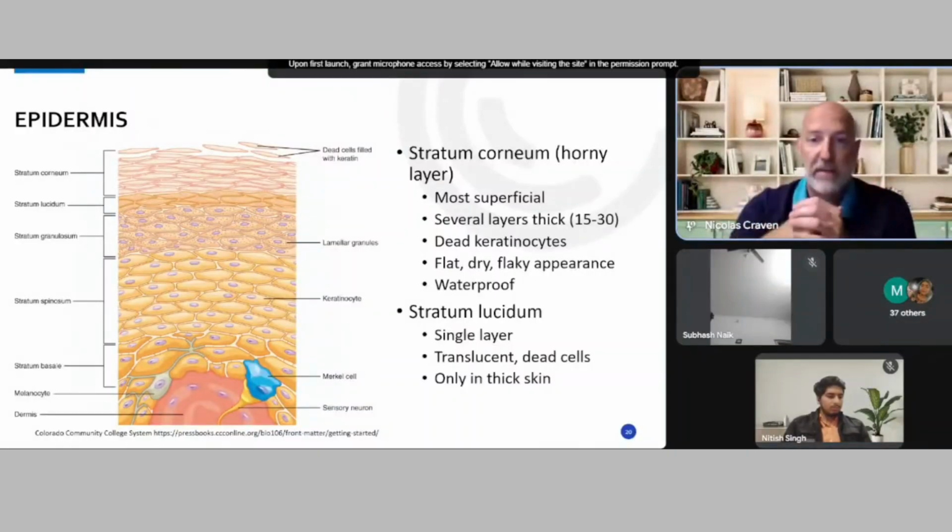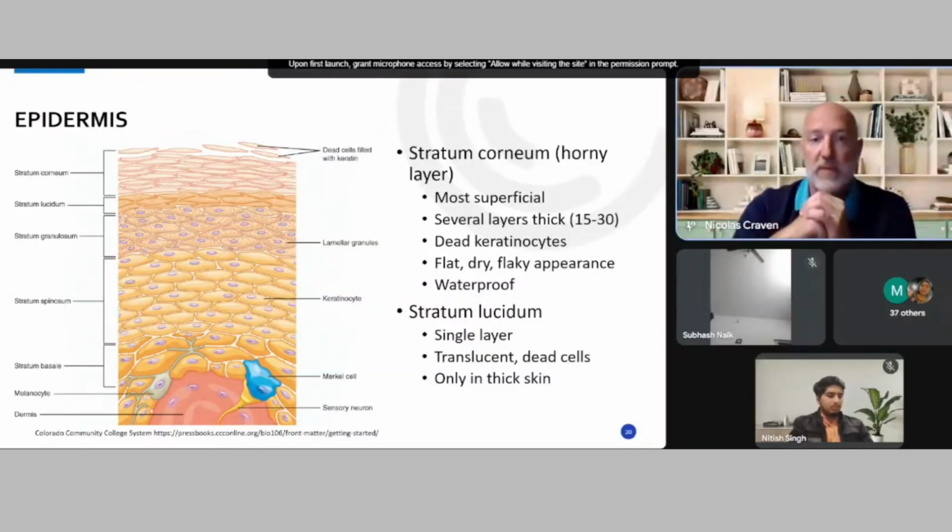Okay, they're flat, dry, flaky, and they are waterproof. There's an oil that's part of the skin, as well as when they link together and tightly hold onto each other, that provides that waterproof layer, so that when you jump in the water or take a shower or a bath, whatever, you don't get water to come into your body, because that could then bring diseases, bacteria, all that kind of stuff. And so that provides that waterproof protection that I was referring to before. Directly underneath the stratum corneum is the stratum lucidum. This is typically a single layer. It's translucent. These are cells that are also dead, that have gone through their life cycle.